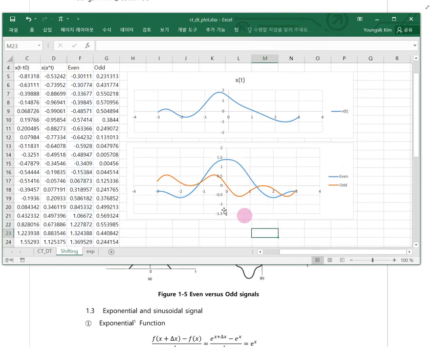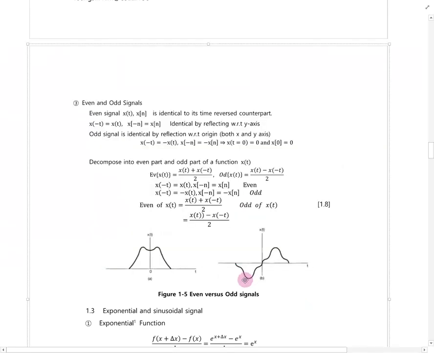Here you need to know the characteristics of even and odd signals, and if a signal is given, how to decompose it into its even part and odd part.